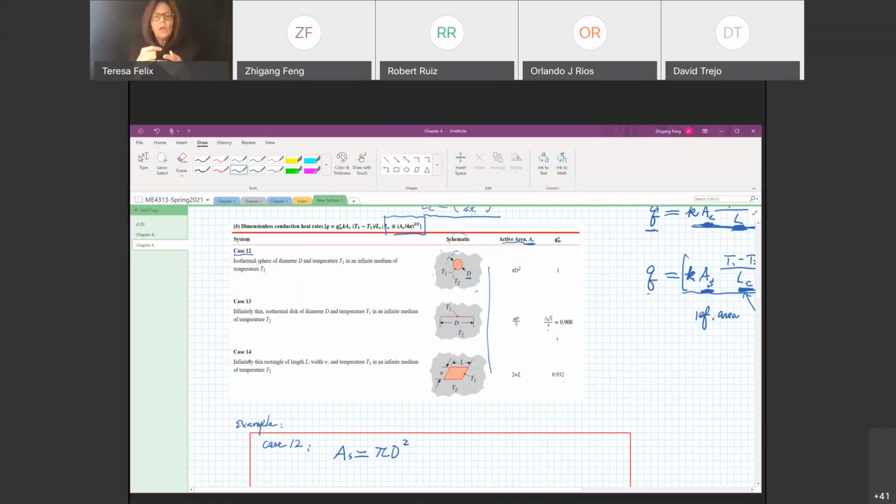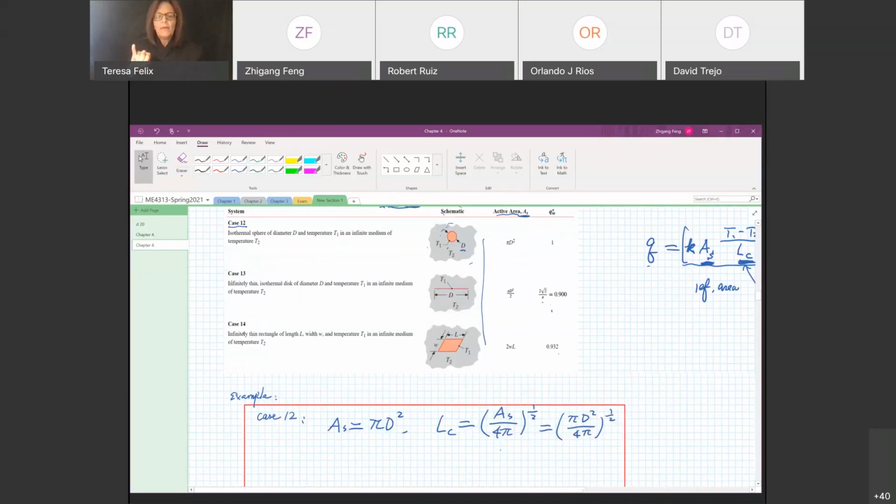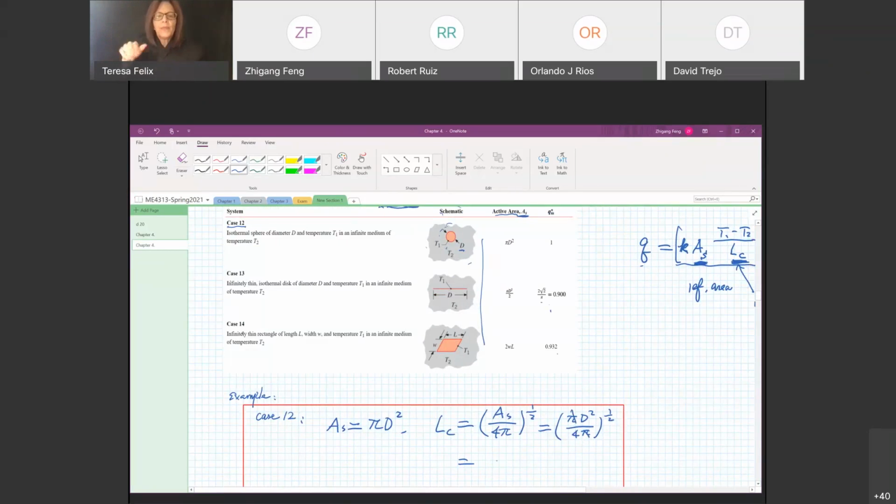Outside the sphere, the cross-section area will be a function of radius, so it's not constant. But the surface of the sphere is a constant, so A sub s is a constant. L sub c, using the formula given here, is equal to the square root of A sub s divided by 4 pi. Plugging in A sub s, pi d squared over 4 pi, take the square root, and that equals d over 2. So that's the reference length, d over 2.